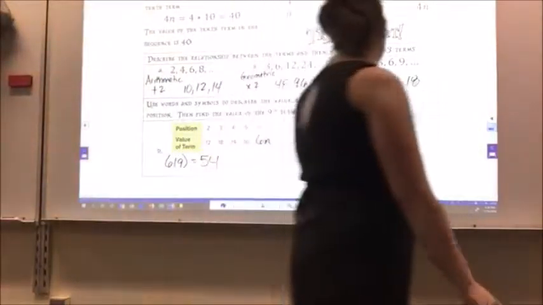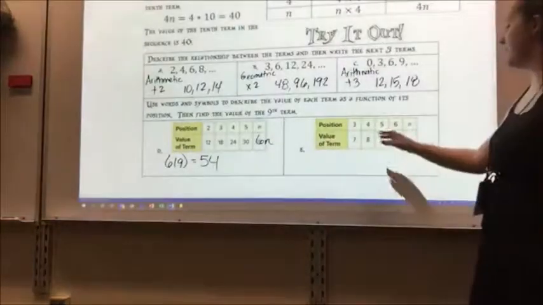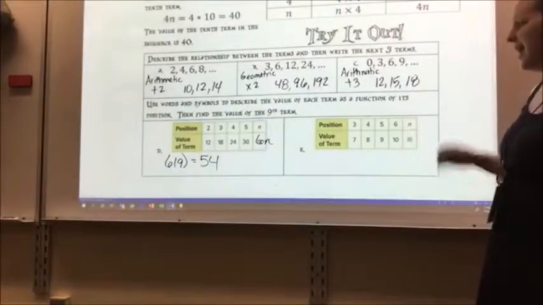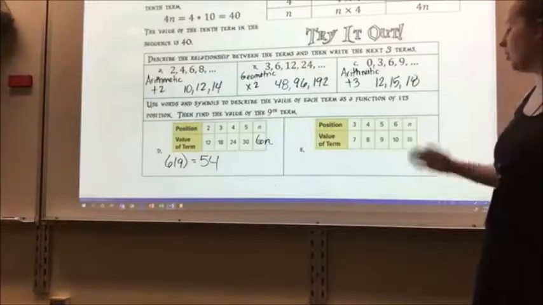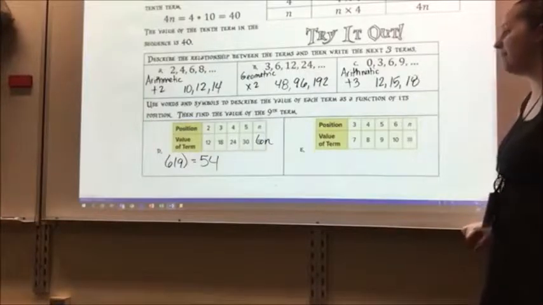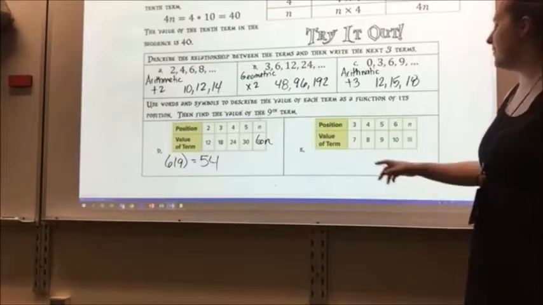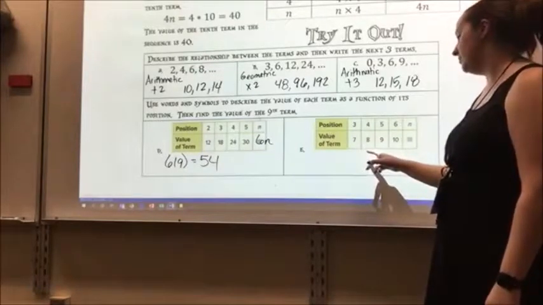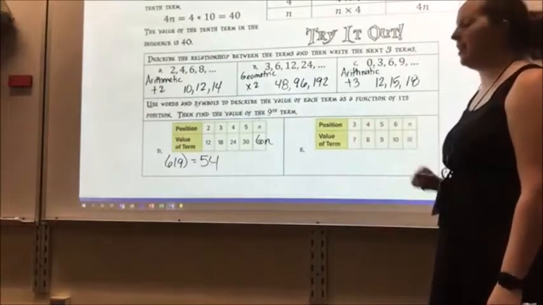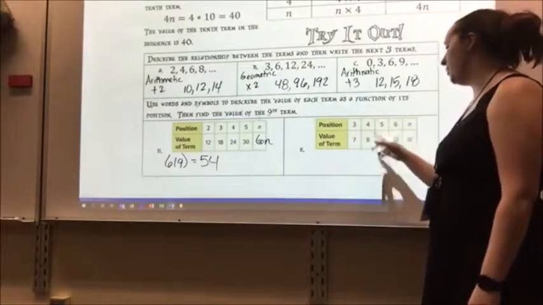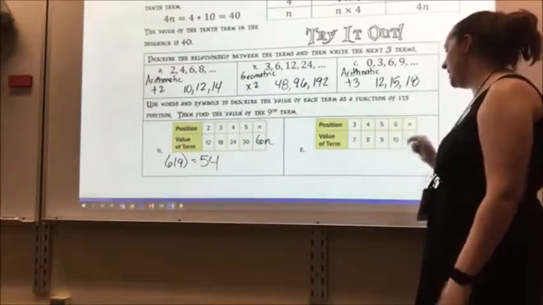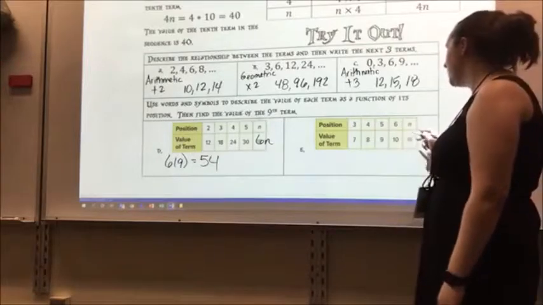Alright, for this one I have 3, 4, 5, 6 going to 7, 8, 9, and 10. I can notice that I can't divide anything or multiply anything by each of these, so I must be adding each time. So, from 7 to 8, I'm adding 1. From 3 to 7, I'm adding 4 each time. So 4 plus 4 is 8, 5 plus 4 is 9, 6 plus 4 is 10.